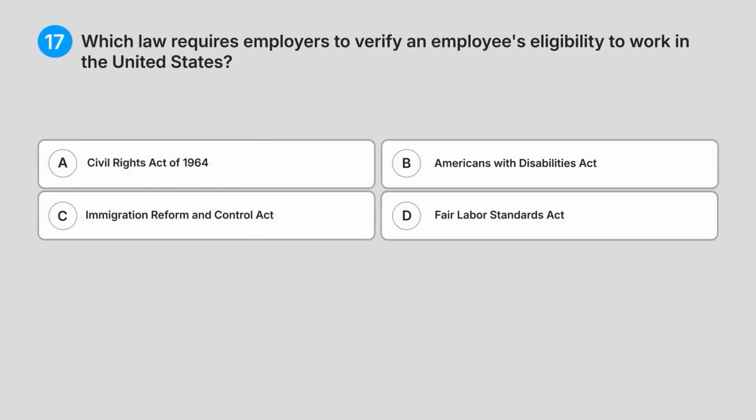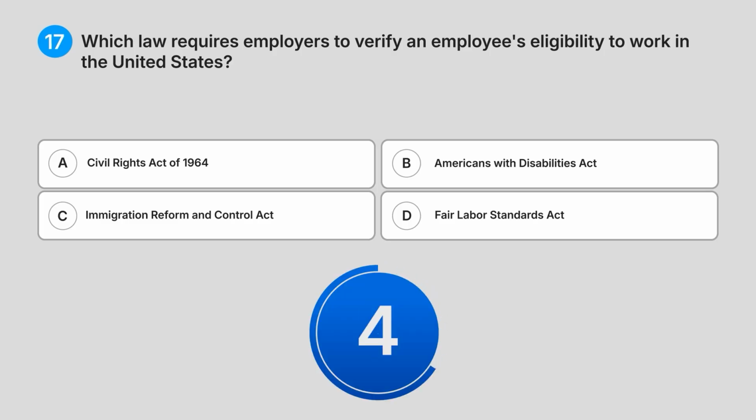17. Which law requires employers to verify an employee's eligibility to work in the United States? A. Civil Rights Act of 1964. B. Americans with Disabilities Act. C. Immigration Reform and Control Act. D. Fair Labor Standards Act. Can you guess the answer?